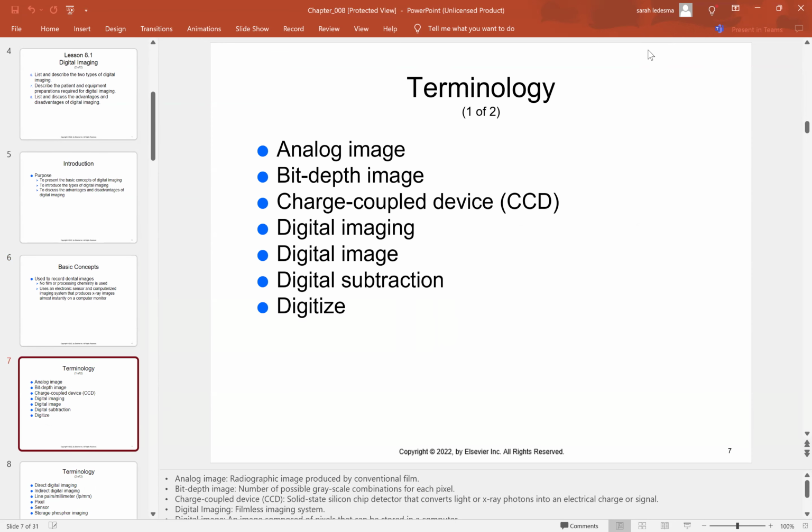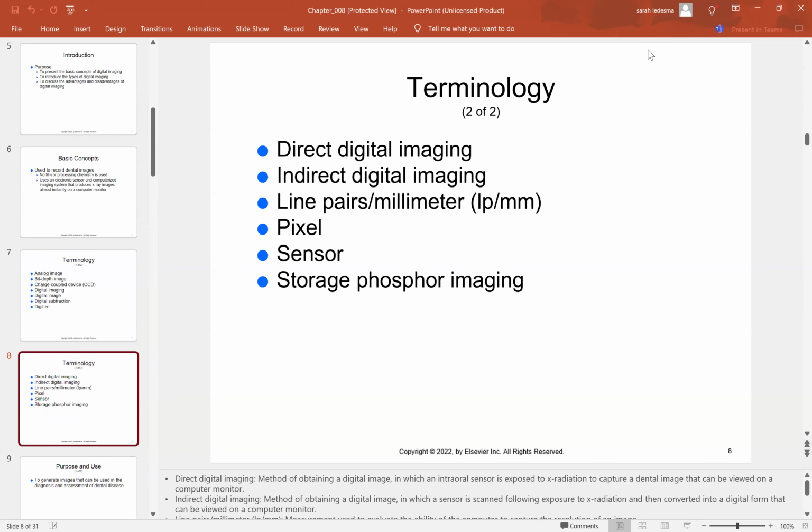Terminology: analog image, bit depth image, charge coupled device, digital imaging, digital image, digital subtraction, and digitize. Direct digital imaging, indirect digital imaging, line pairs millimeter, pixel, sensor, storage, phosphor imaging.